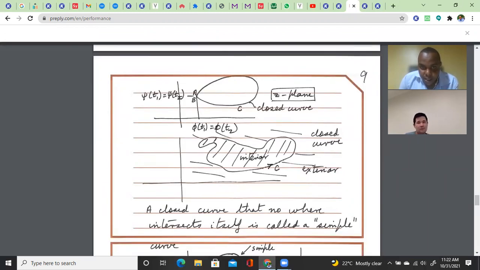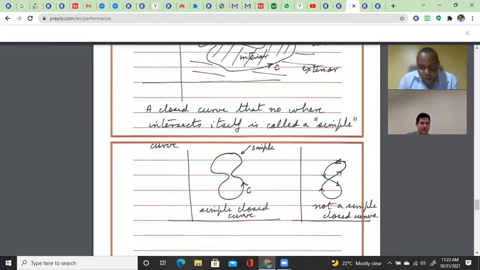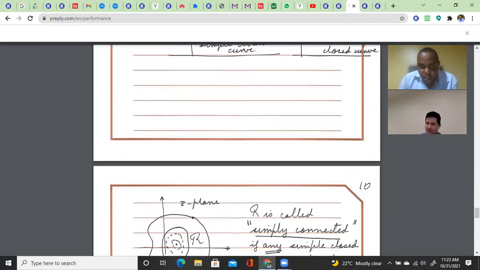A closed curve that nowhere intersects itself is called simple. So this is simple, right? Yes. But this is not simple, because it's intersecting itself somewhere there. So, not a simple closed curve.